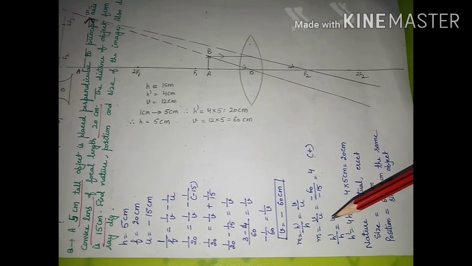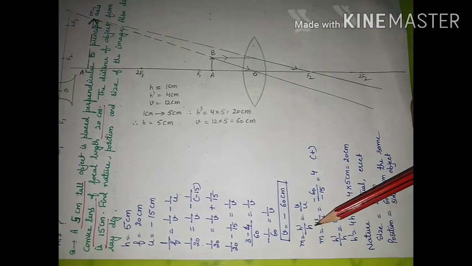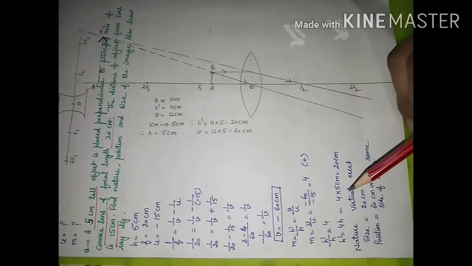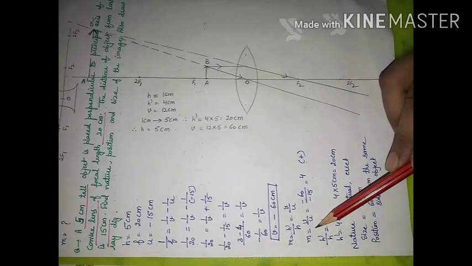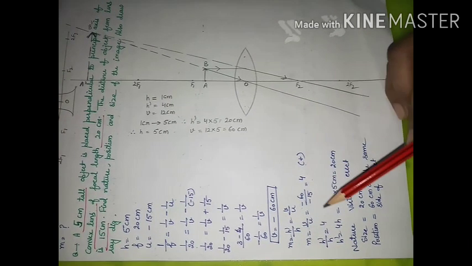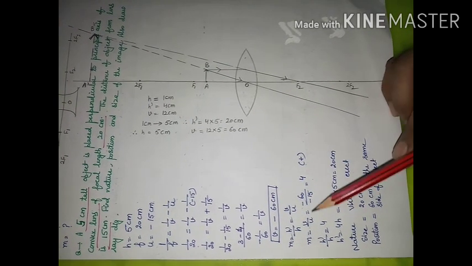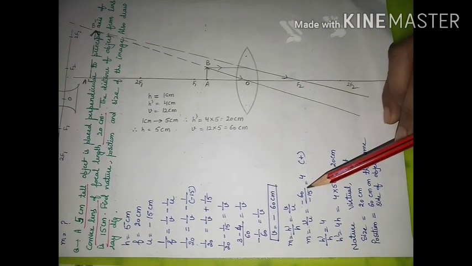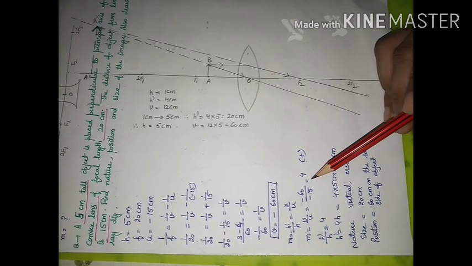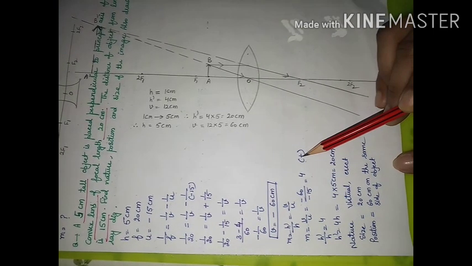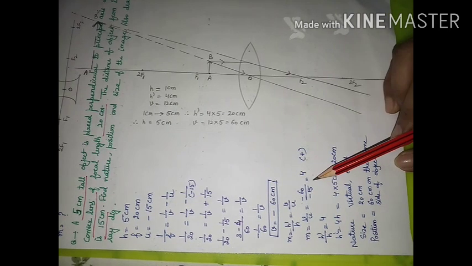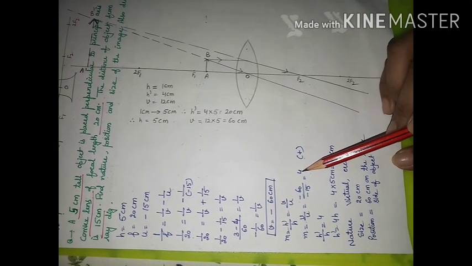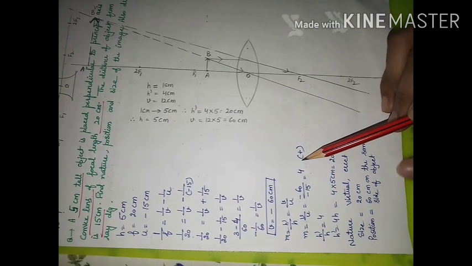So m is equal to h dash upon h, that is equal to v upon u. Put the value of v and u in this equation. v is minus 60, u is minus 15. So m will be 4. See, this 4 is coming with a positive sign. So the sign of m will tell you about the nature of the image. Positive sign means the image is virtual and erect, and if it is negative, then the image will be real and inverted. In this case, our image will be virtual and erect.